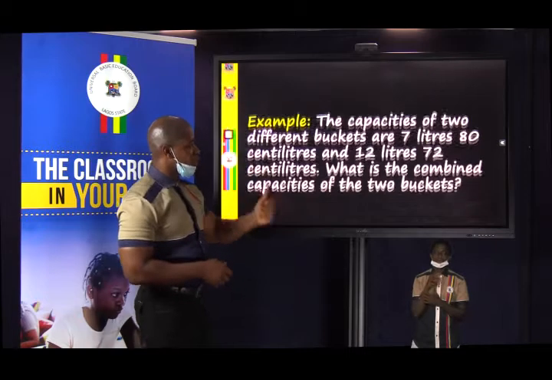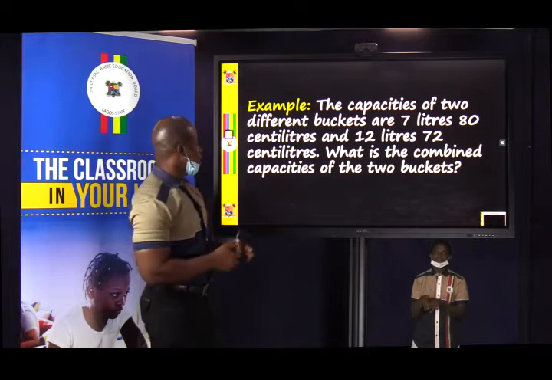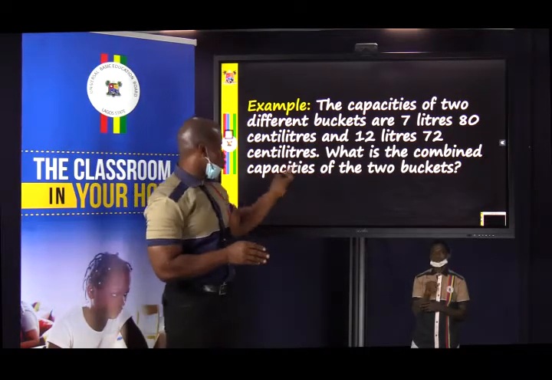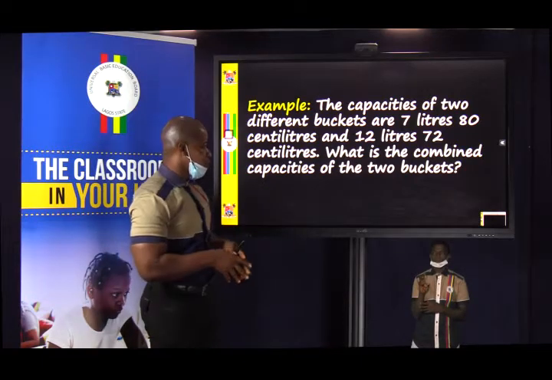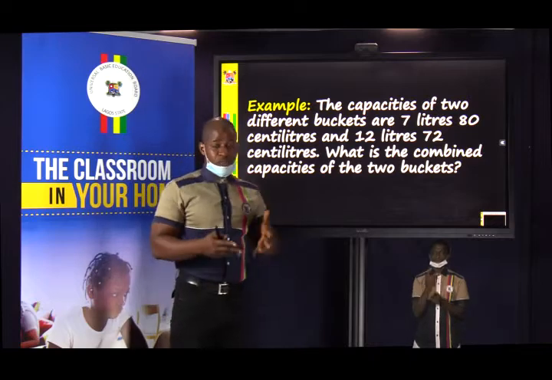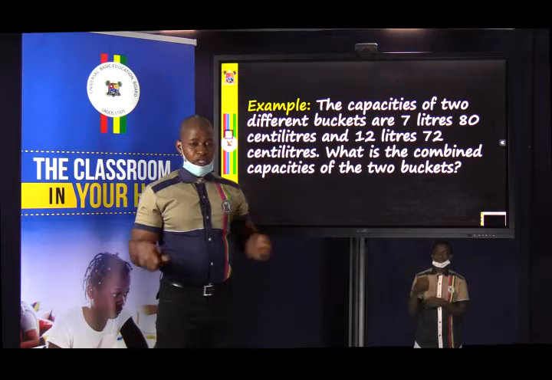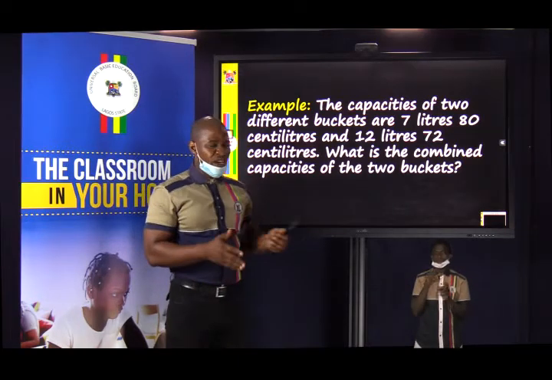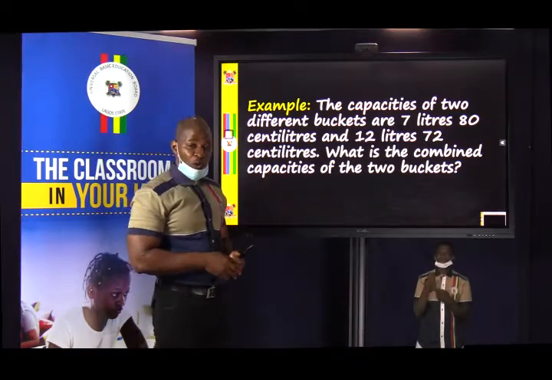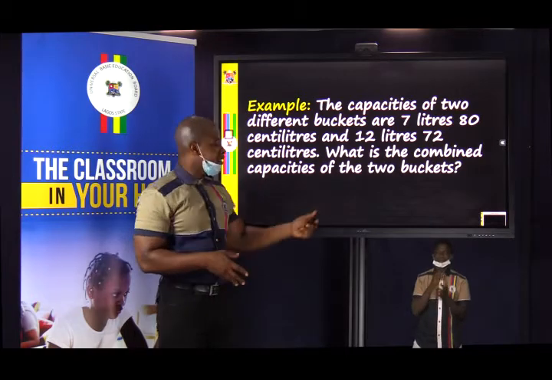Addition of capacities, just an example. The capacities of 2 different buckets are 7 liters, 80 centiliters for one bucket, and 12 liters, 72 centiliters for another bucket. What is the combined capacity of these 2 buckets? Just as if you want to fill a drum and you have 2 buckets, these 2 buckets together, how much water can they hold? That's the kind of problem we're trying to solve here. So what is the combined capacity of these 2 buckets? Will it be more than the drum you want to fill, or will it be less than?